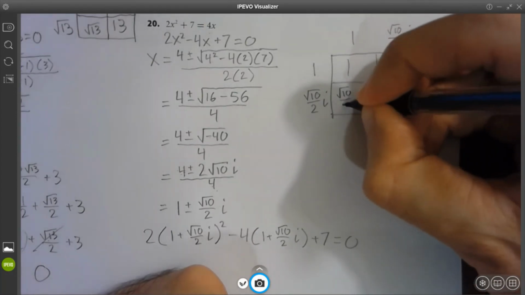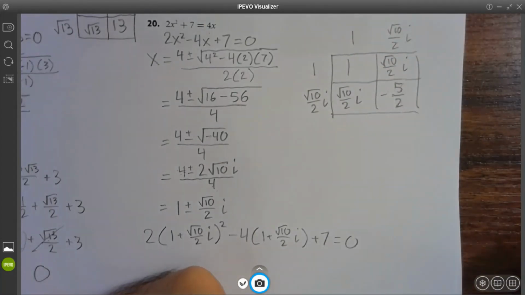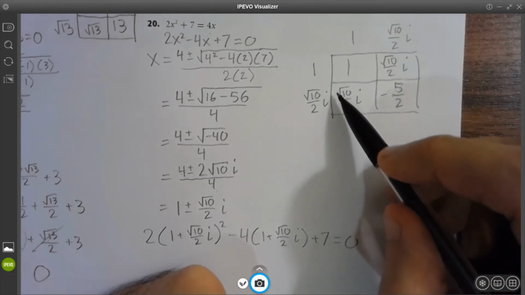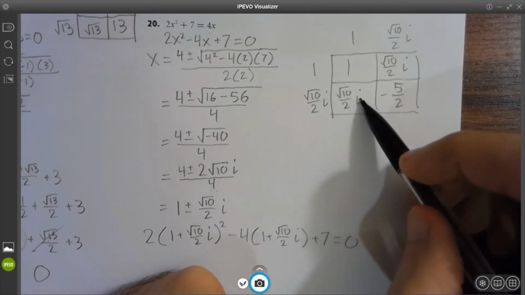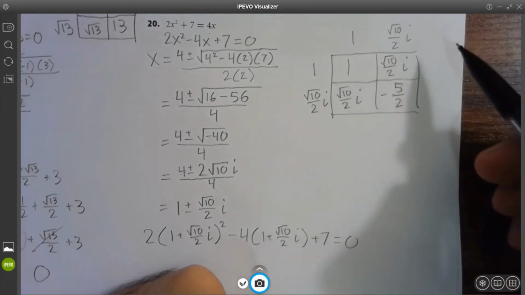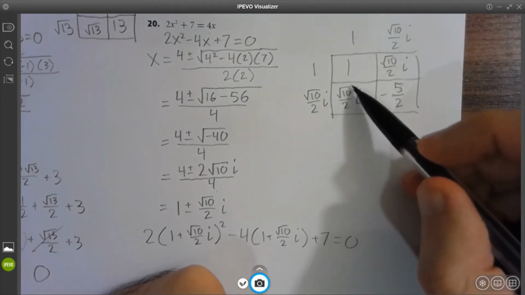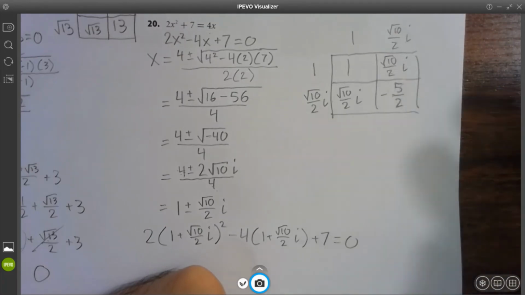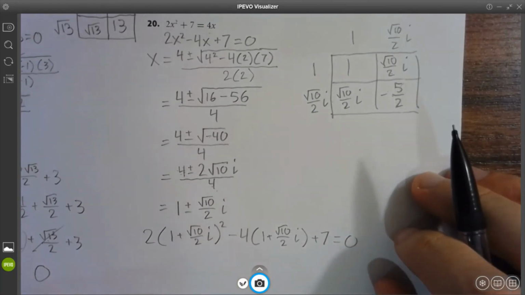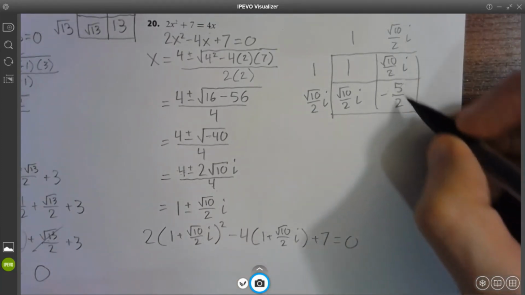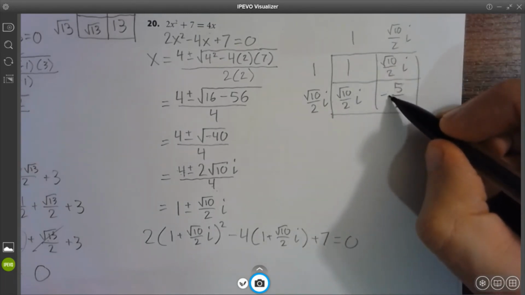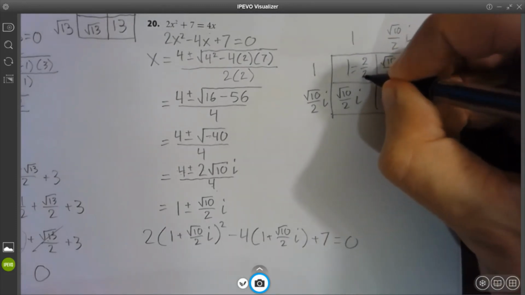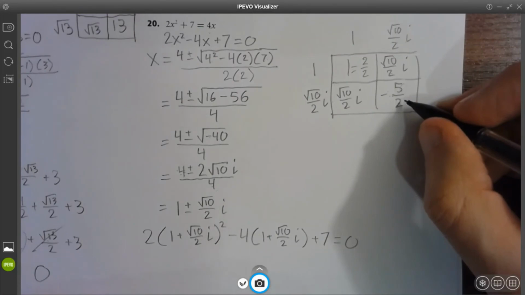Root 10 over 2i. Cool. So we have 2 copies of this, and that's going to give us 2 root 10 over 2i. And so the 2's are just going to cancel, and we just have root 10i. Okay, so this plus that is just going to be root 10i, because this will give us 2 of this, and then the 2's cancel. All right, so I said basically the same thing twice. Forgive me, I'm getting tired. So we have 1 minus 5 over 2. So this is 2 over 2. If we want to make it easier to combine, we can say this is 2 over 2 minus 5 over 2. That's negative 3 over 2.